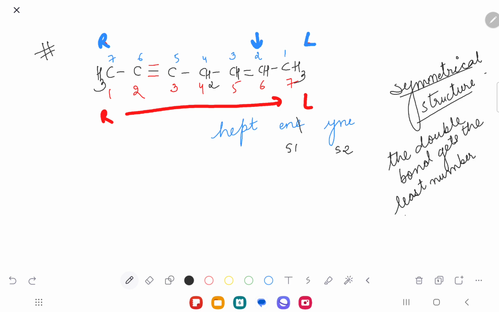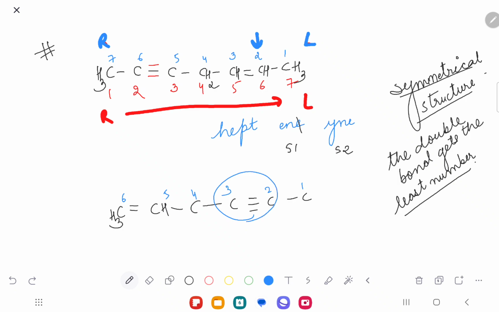Will it always be the double bond that gets the least number? No. If it were a different structure like this, double here, triple here, is it a symmetrical structure? You tell me. It is not a symmetrical structure. So let's suppose the double bond was here and the triple bond was here. I would number the chain from here because then it is not symmetrical. So in every sense, the triple bond will be preferred. The triple bond will have "yne" and the smallest number as well in the end. That shall be the name.